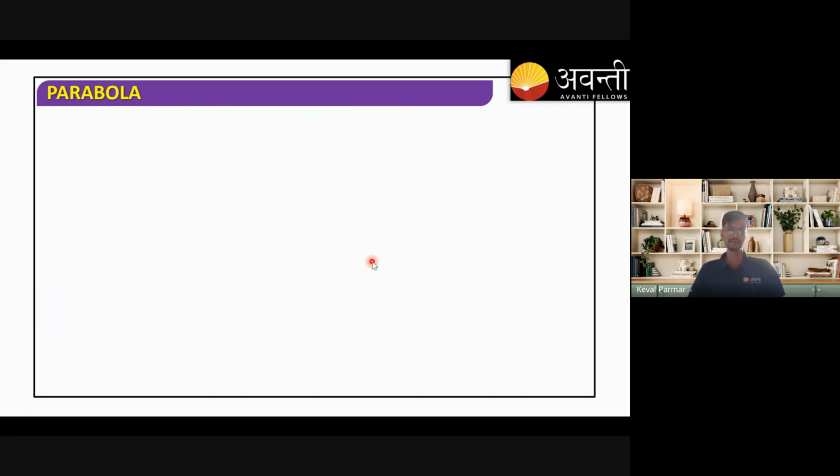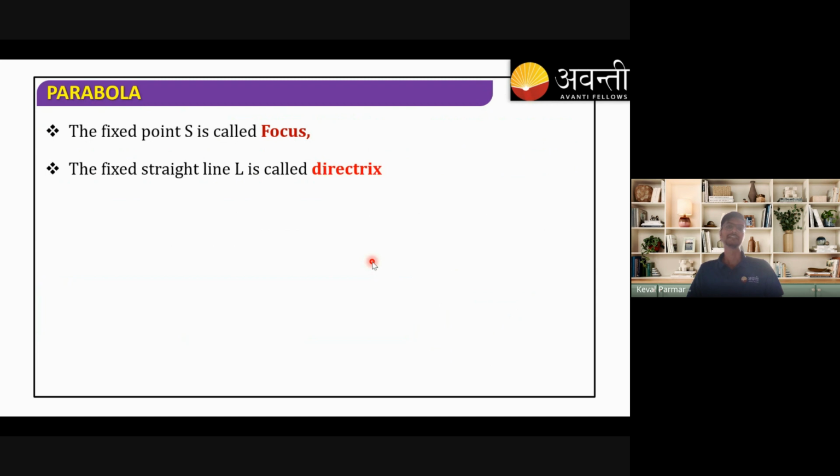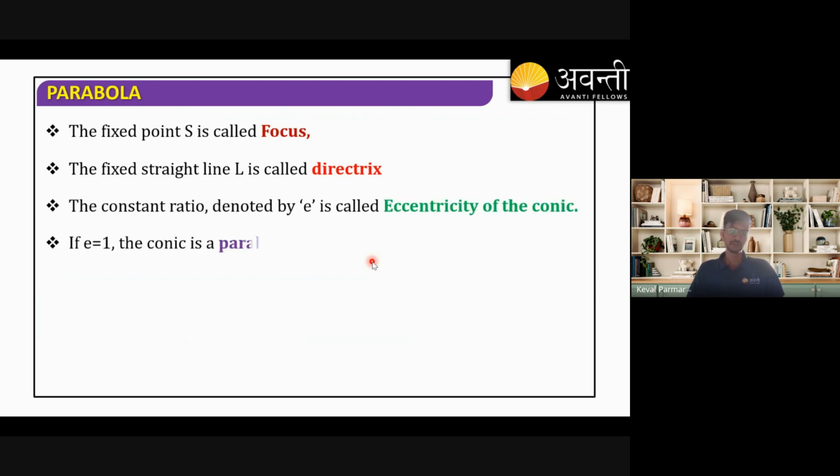So let's move on to the next slide. The fixed point S is called the focus. These are some terms. The fixed line L is called the directrix. The ratio, which we just now saw, E, is called the eccentricity. If E equals 1, then it is a parabola. If E is between 0 and 1, then it is an ellipse. E is a constant, a ratio of two lengths, so E will always be positive.